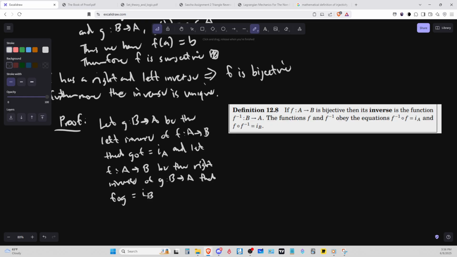Okay, so we have the definition of basically, if A and B are sets and f is bijective, then its inverse is the function f inverse, which is what G and F are. So they have to obey basically the composite definition, which gives us the identity of the sets that we're working with, both input and output.